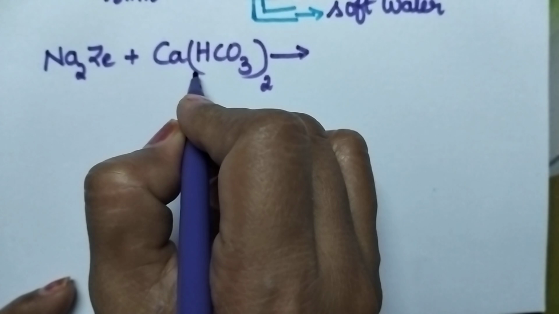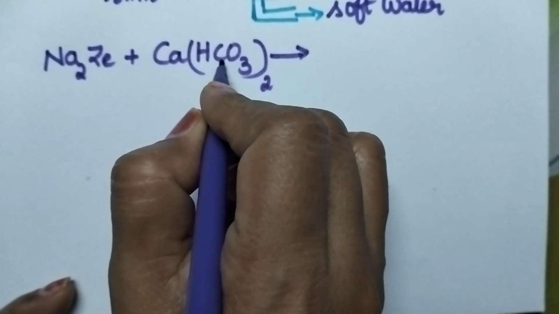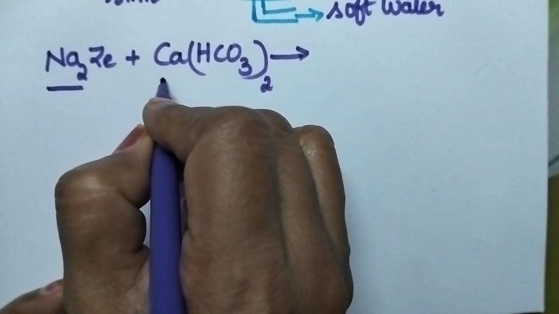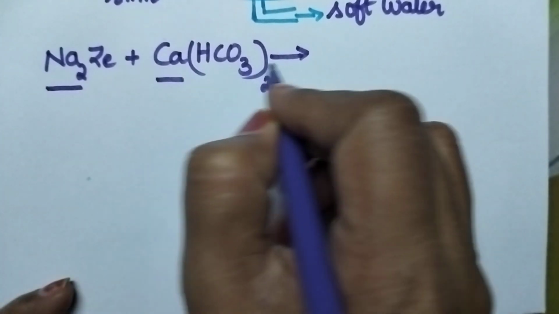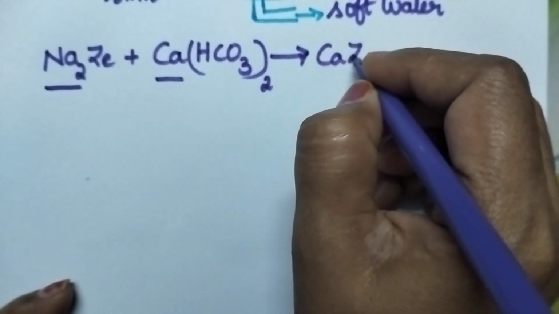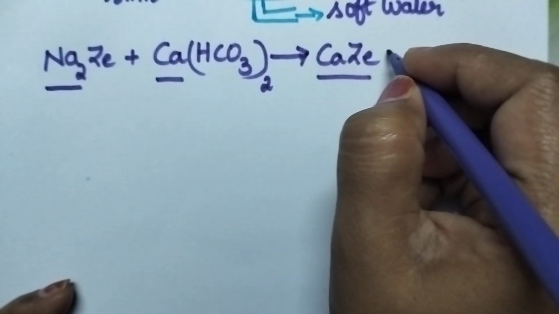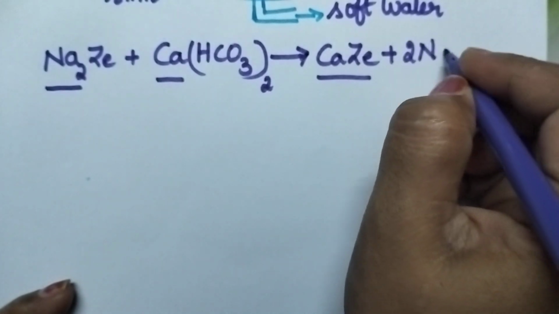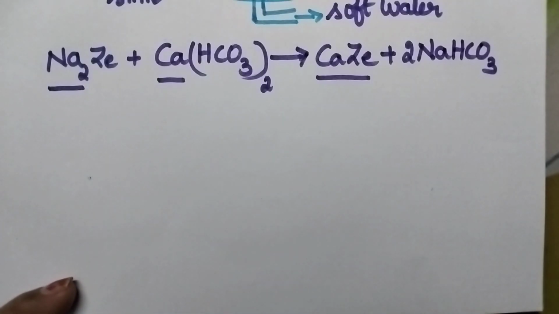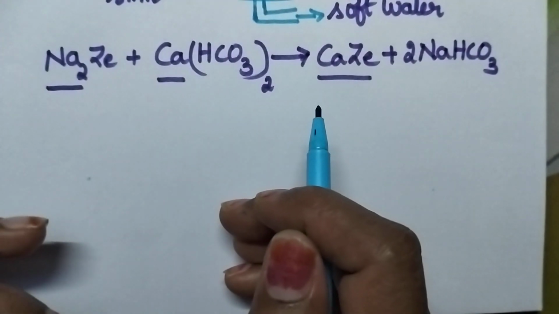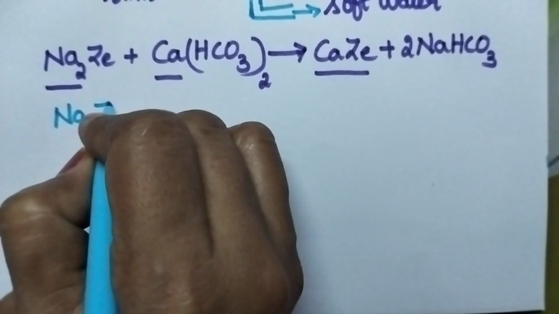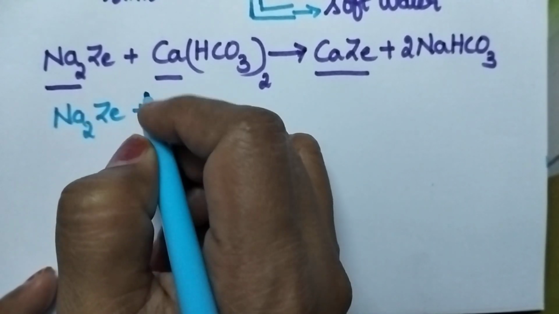Here, whenever hard water containing calcium bicarbonate is passed through the zeolite bed, it exchanges its sodium ions with the calcium ions present in the water. Then it results in the formation of calcium zeolite and sodium bicarbonate solution. In a similar way, it is also capable of exchanging its sodium ions with the magnesium ions present in the water.